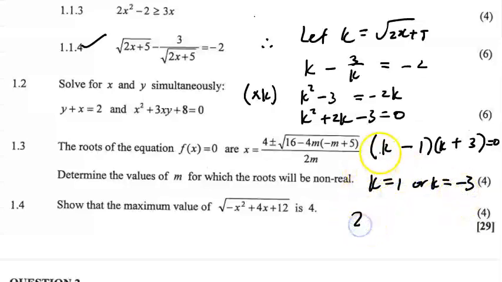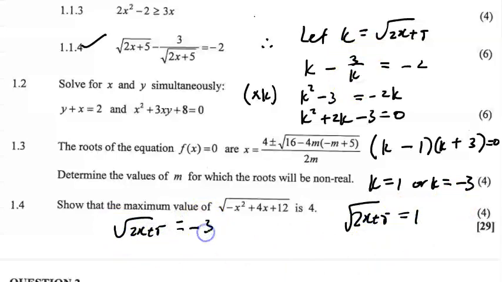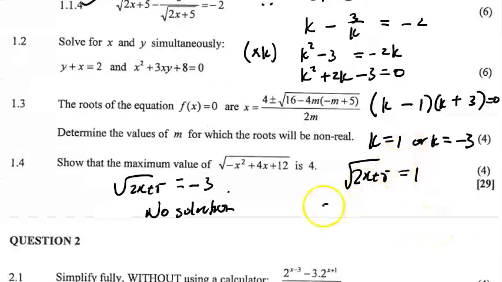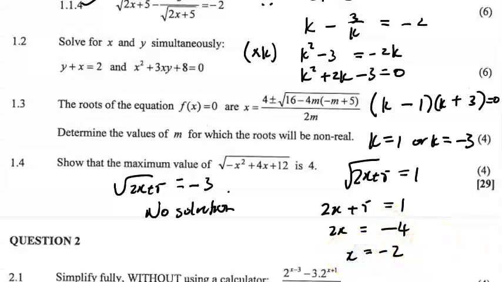So therefore we can now say, what did we let equal k? The square root of 2x plus 5 equals 1, and here we'll have the square root of 2x plus 5 equals minus 3. The square root of 2x plus 5 can't equal minus 3, so we'll write no solution there. But we can have the square root of 2x plus 5 equals 1. Once again, if you square both sides, you get 2x plus 5 equals 1. 2x equals minus 4, therefore x equals negative 2. And that's my solution, x equals minus 2.